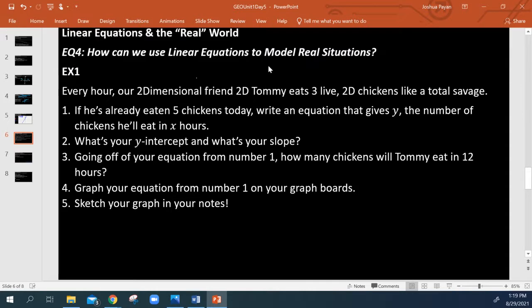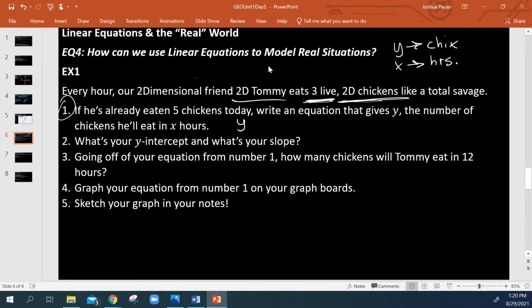Okay, so almost done. Every hour, 2D Tommy, this guy, is a total savage, and he eats 3 live 2-dimensional chickens. So number one, if he's already eaten 5 chickens today, let's write an equation that gives y, the number of chickens he'll eat in x hours. So y is chickens, and x is time, or hours, right?